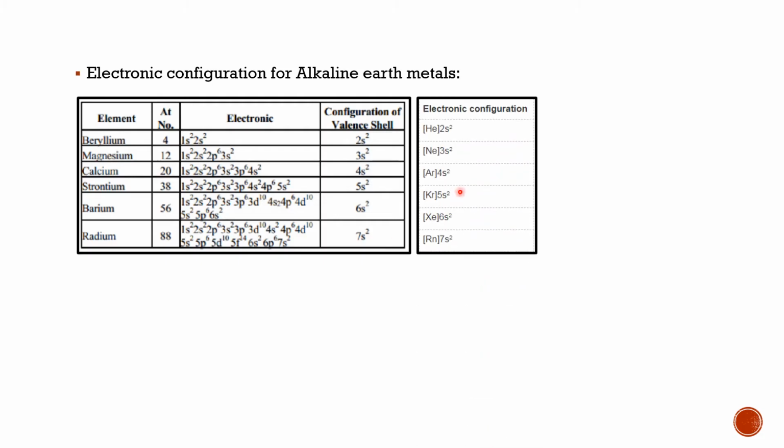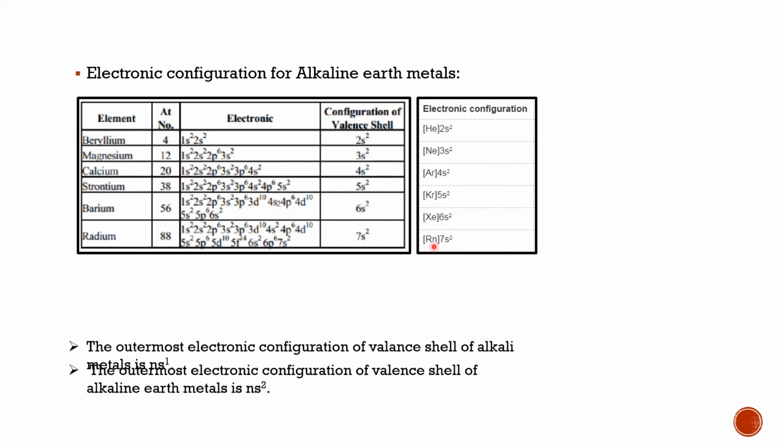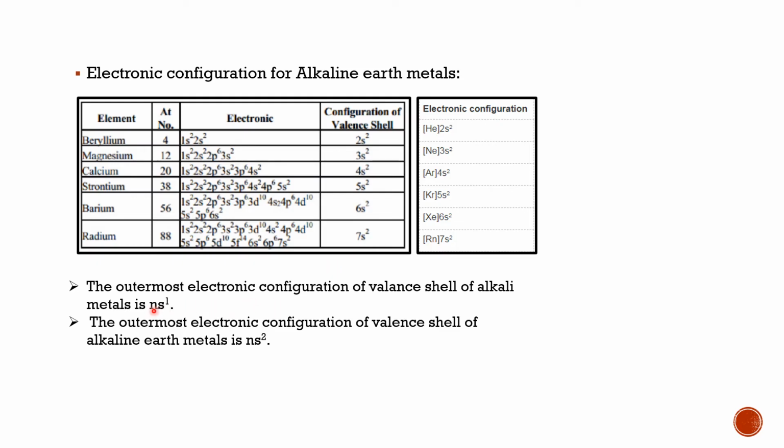The other way of filling is the noble gas electronic configuration, that is helium 2s2 is the electronic configuration of beryllium, and neon 3s2 is the electronic configuration of magnesium, argon 4s2 is the electronic configuration of calcium, krypton 5s2 is the electronic configuration of strontium, xenon 6s2 is the electronic configuration of barium, radon 7s2 is the electronic configuration of radium. The outermost electronic configuration of alkali metals is ns1, and the outermost valence shell configuration of alkaline earth metals is ns2. N is based on the atomic number.